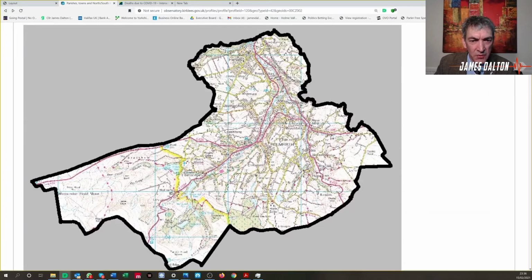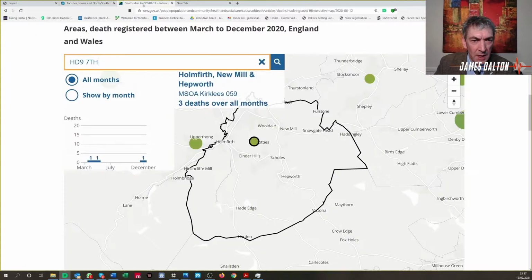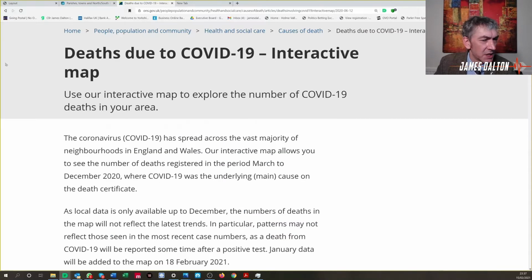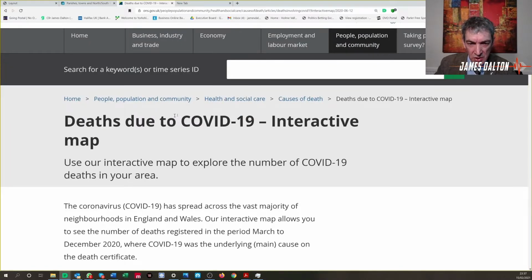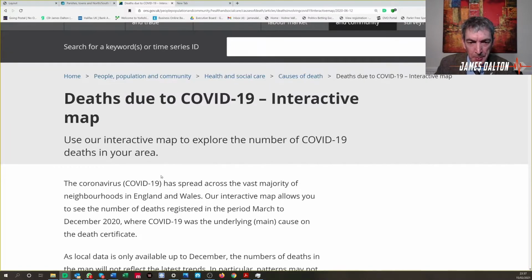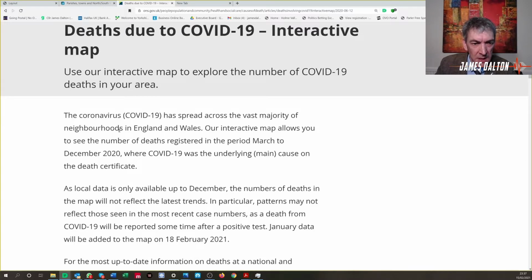Anyway, let's move on. The next site we're going to go to is the Office for National Statistics site. So let's take a look at this. The Office for National Statistics have published the data for us to look at deaths due to COVID-19 interactive map. Use our interactive map to explore the number of COVID-19 deaths in your area. Now, what's a COVID-19 death? Well, it does tell us a little bit more here.